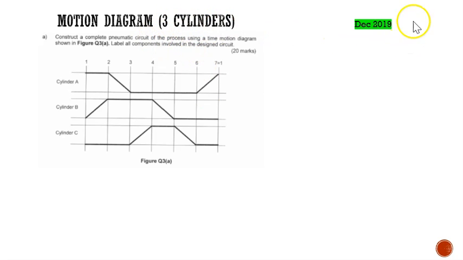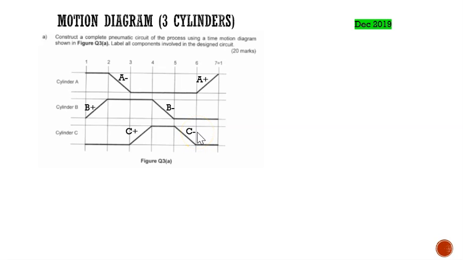This is the question from the final December 2019, and it is worth 20 marks. We have cylinders A, B and C, and these are the motion diagrams. The first thing we need to do is label them: A minus, A plus, then B plus, B minus, and C plus, C minus.